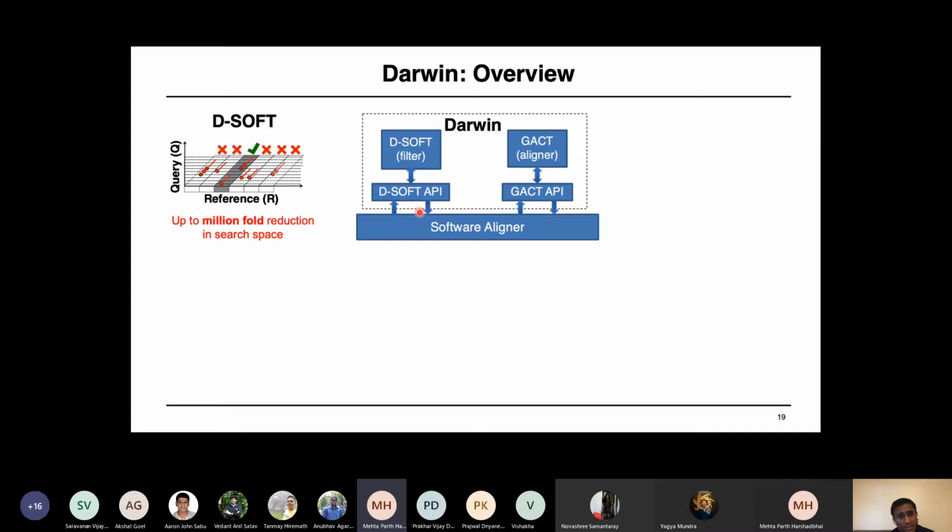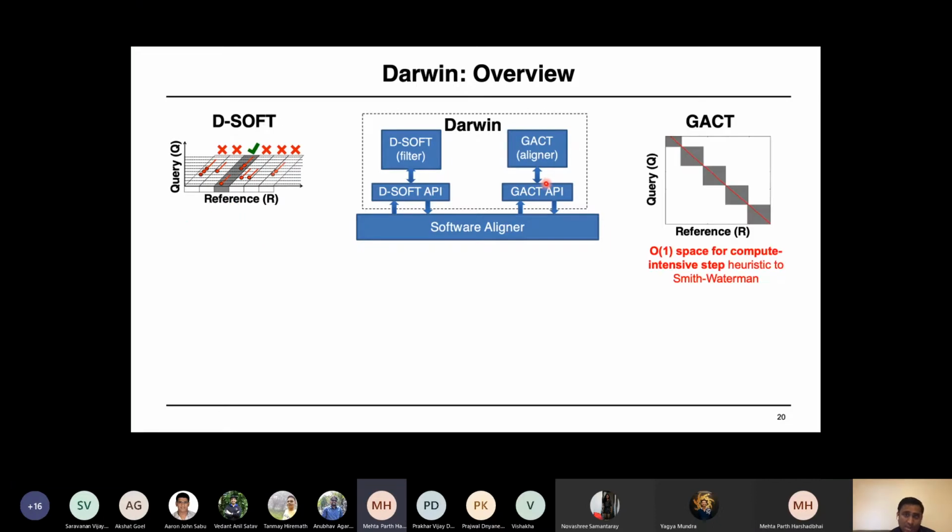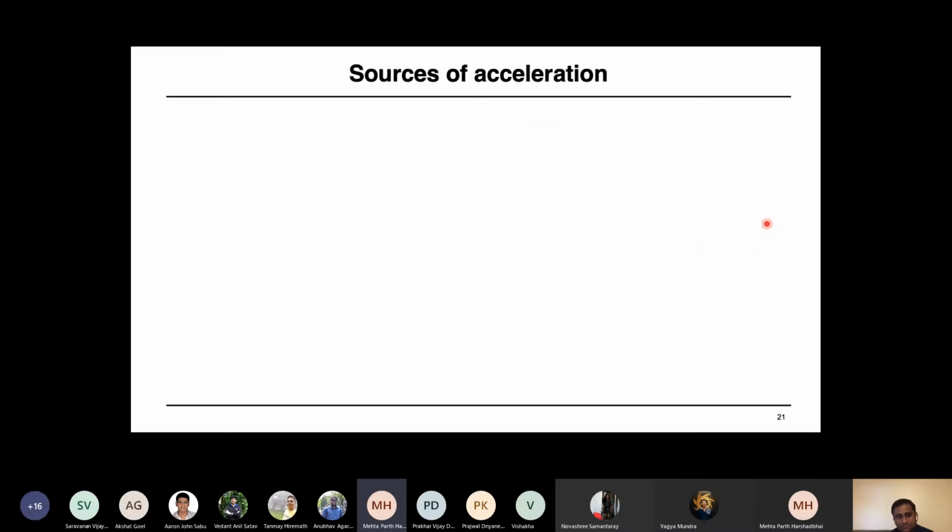I won't be going into the detail of these algorithms, but DSoft was essentially a filtration algorithm. It reduced the search space by up to 1,000,000 fold for a more computationally intensive GACT step, which was essentially a heuristic to Smith-Waterman. Its key feature is that GACT was a novel algorithm in the sense that it used constant space to do the compute intensive step of the alignment. I'll show later that this has profound implications for hardware acceleration.